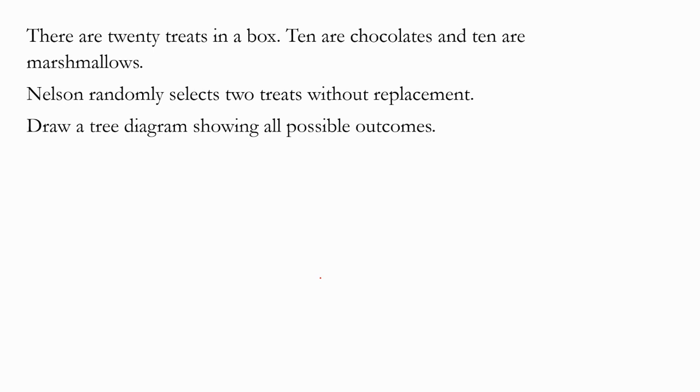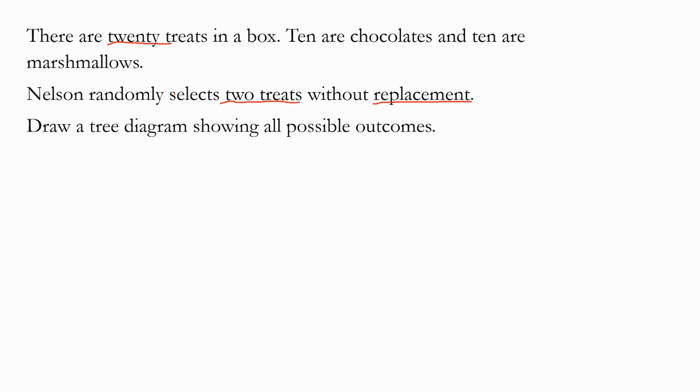So now, select 2 treats. The selection can be done simultaneously, at the same time, or consecutively, meaning one after the other. But now it's without replacement, meaning that if the first one is picked, then it's not put back. There are 20 treats altogether in the box. So if the first one is picked, then when you're picking the second one, there won't be 20 of them. There will be 19 treats now. You see that? So these 2 statements are very, very important. Now draw a tree diagram showing all possible outcomes.